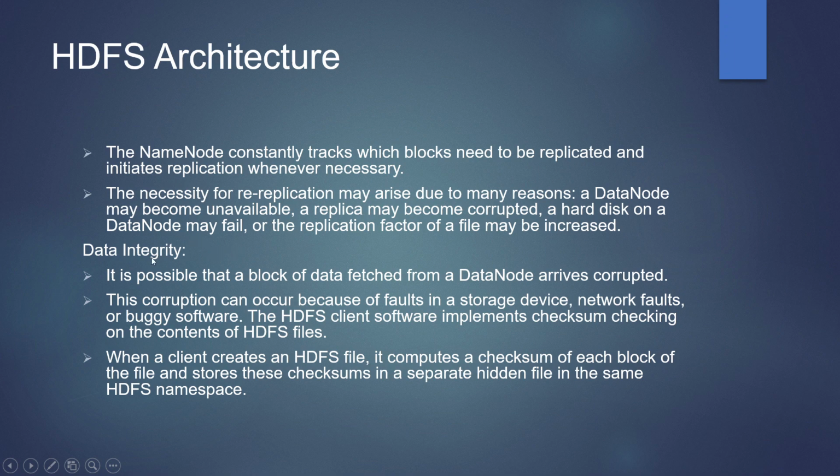The next one is data integrity. It is possible that a block of data fetched from a data node arrives corrupted. This corruption can occur because of faults in storage device, network faults, or buggy software. The HDFS client software implements checksum checking on the content of HDFS files.